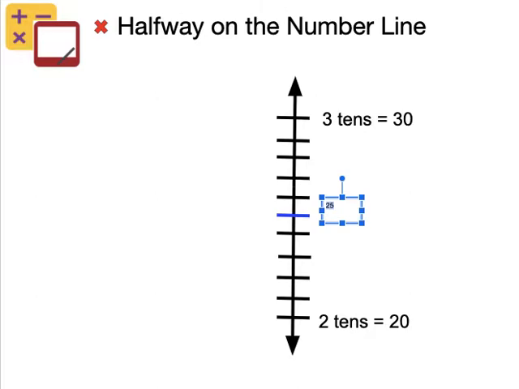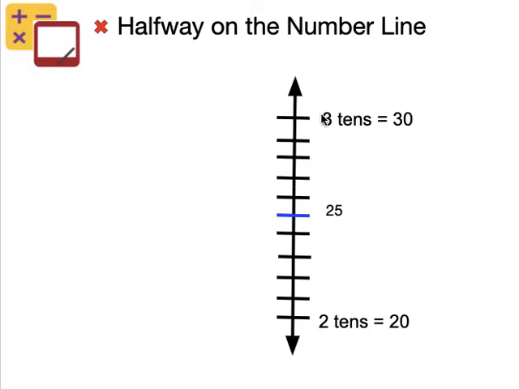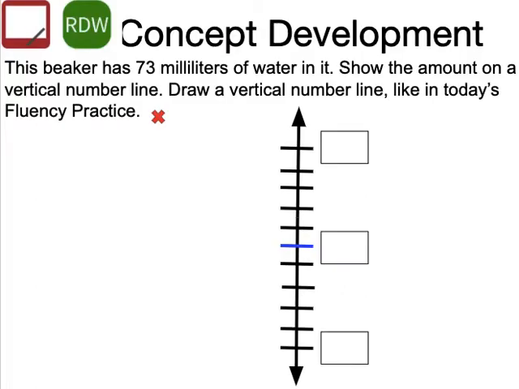And it was important that we solved these two ends of our number line first. That way the answer was clear and we were accurate when we were finding our middle number. All right, we're going to move on to our concept development. So we have a word problem here. We're going to read, we're going to draw, and we're going to write.